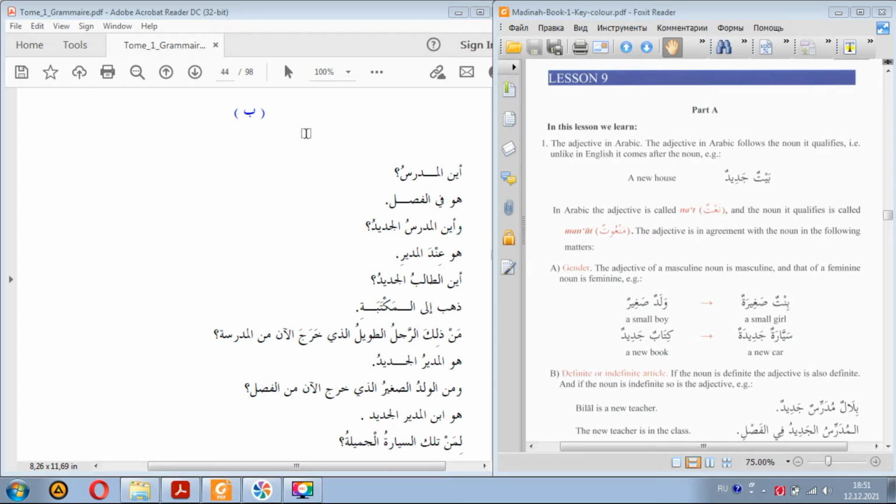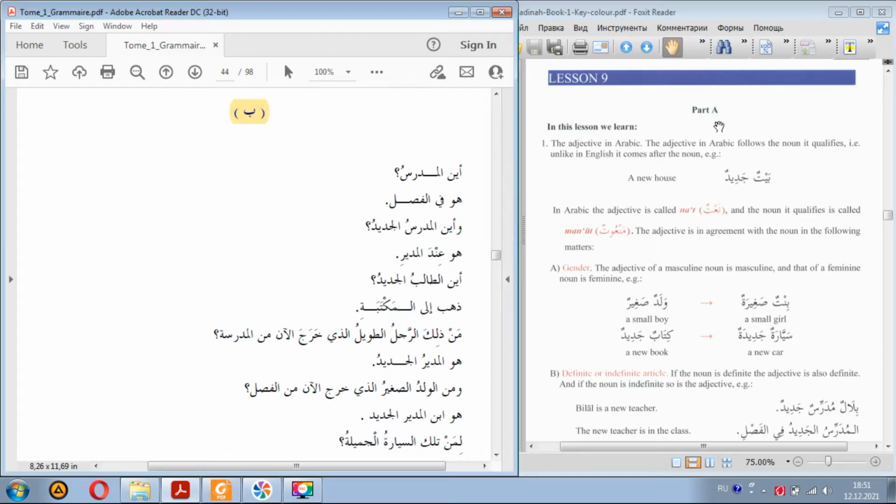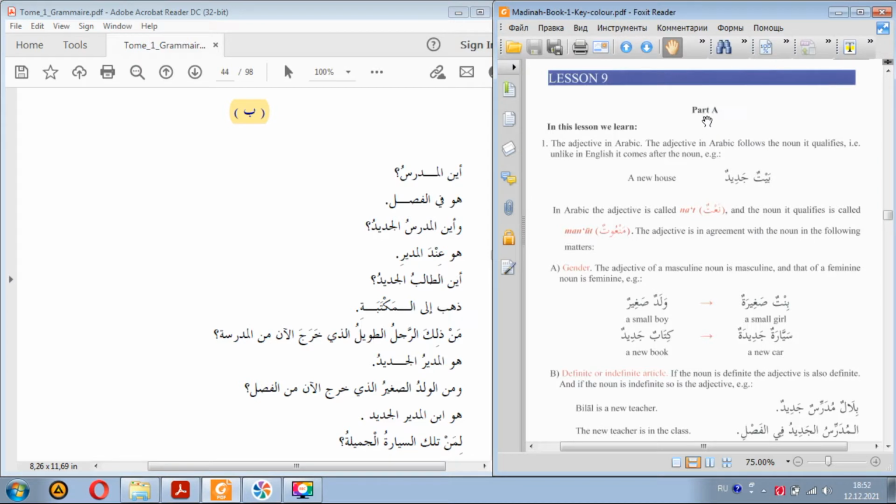So today is our 9th lesson according to the book, part B. But before that, let's quickly take a look at what we learned in part Alif, or part A. We learned two things: Na'at and Man'ud. We said that the adjective that's describing the noun is called Na'at, and the thing that's described, the noun, is called Man'ud.